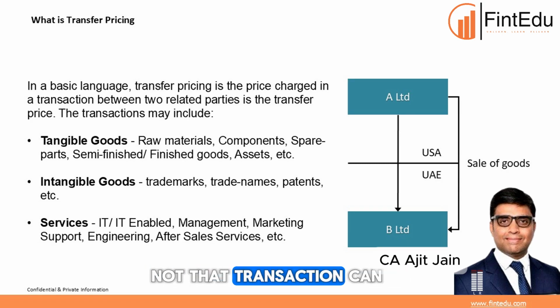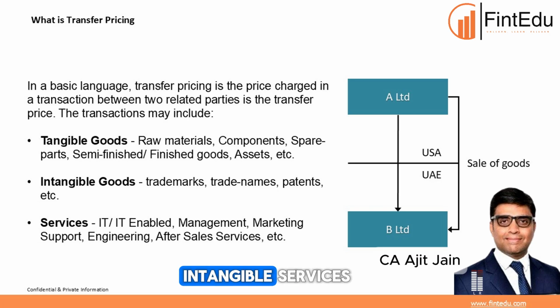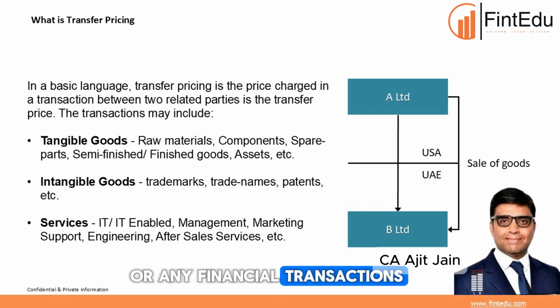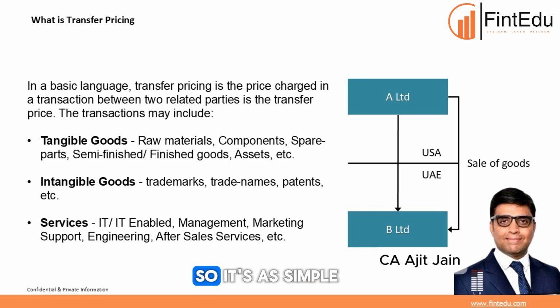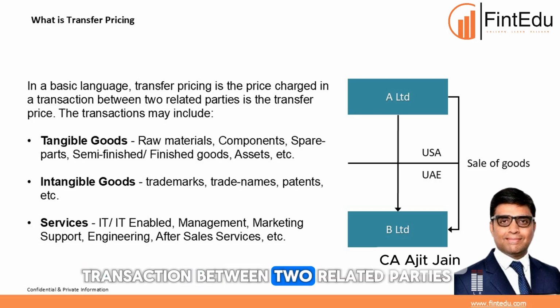Now that transaction can be purchase of raw material, goods, assets, intangibles, services, or any financial transactions like loan, guarantee also. So it's as simple as that. So this is called transfer pricing, a transaction between two related parties.